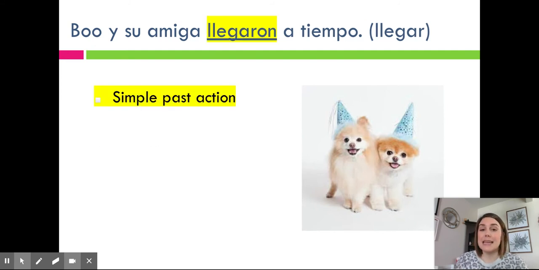Muy bien. If you notice that this was in the preterite, it's because they arrived on time, okay? A tiempo, on time. So again, the Ring camera at the party house would show you exactly what time they arrived. It started and ended at a specific time. It is a simple past action. Therefore, we use the preterite.